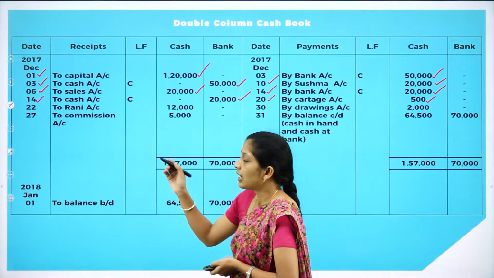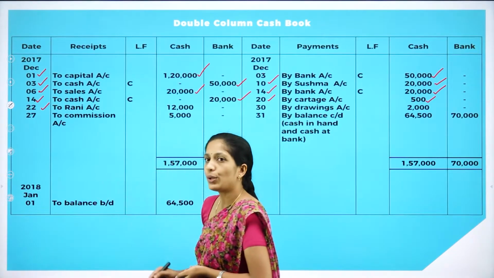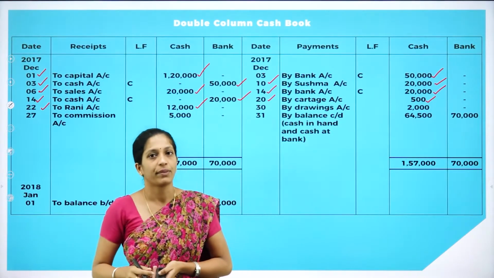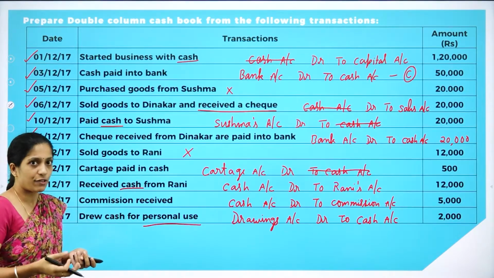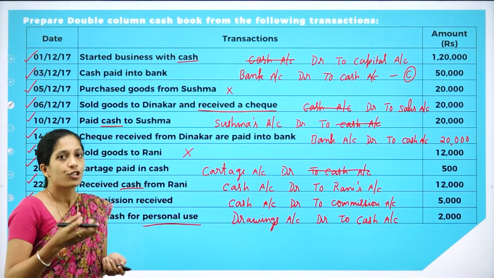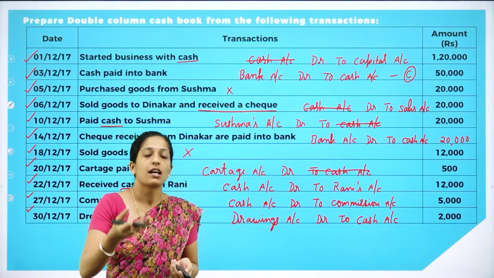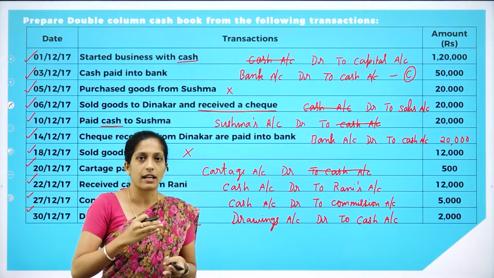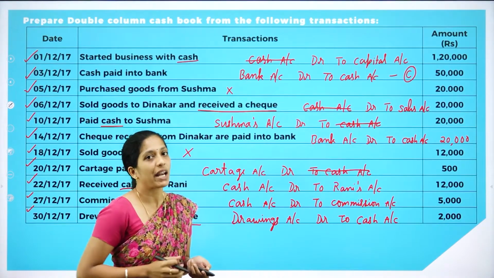So how do you record? You will record the date, that is 22/12/2017, to Rani's account, and you will write the amount in the cash column. Moving on to the next entry, that is commission receipt. So it is also a receipt. So you are going to record in the receipt side. Whatever the cash which has been received, you are going to record in the receipt side. Whatever the transaction relating to payment, you are going to record in the payment side.